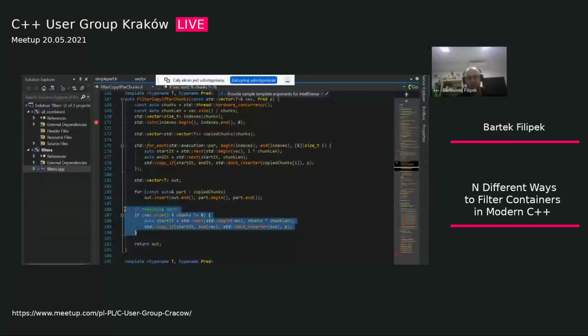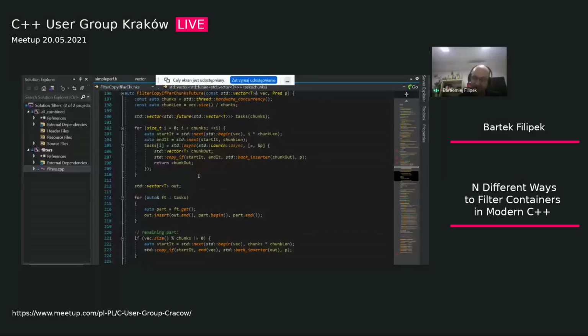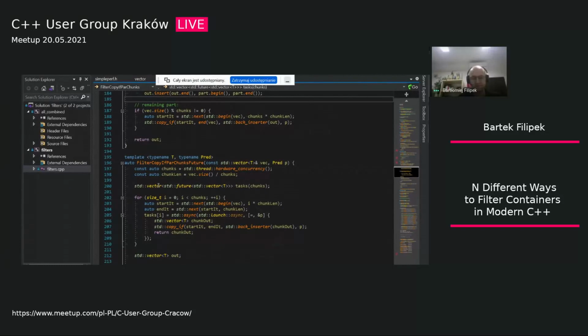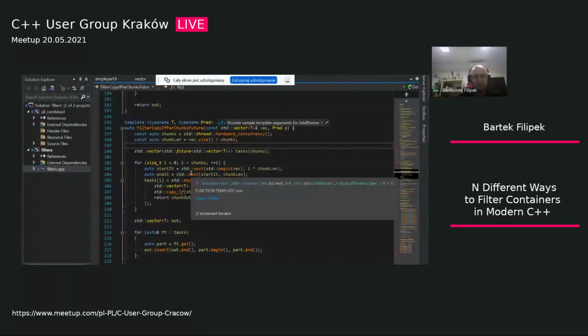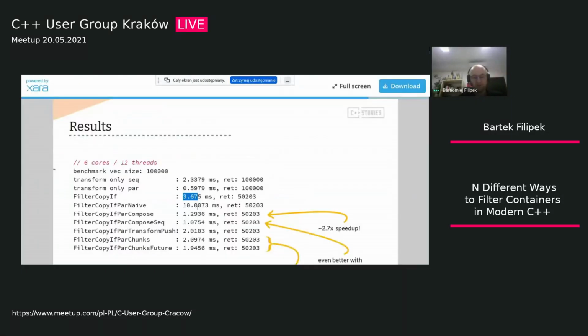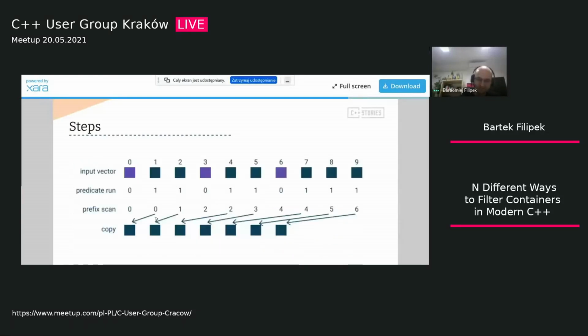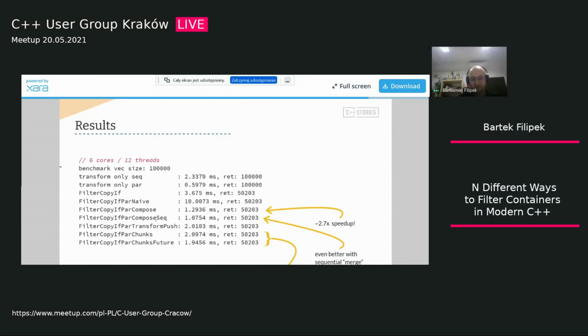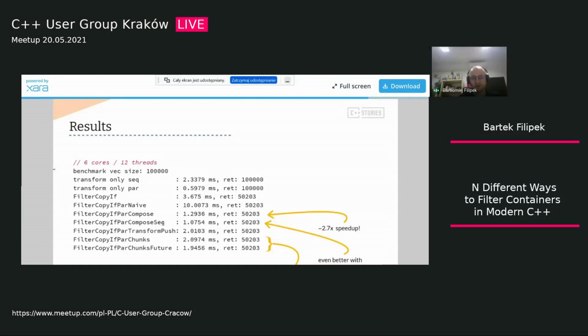I also have a version with std::future. It's more or less similar, but instead of using parallel algorithms, here we have a vector of futures, and those tasks will be called asynchronously. I'm running through it quite quickly, because if you want more details, you can find them on my blog, and the source code is also available. But here is the basic summary. This version with the prefix scan is fastest, right, with the sequential scan, and then chunks are okay, but not that fast.